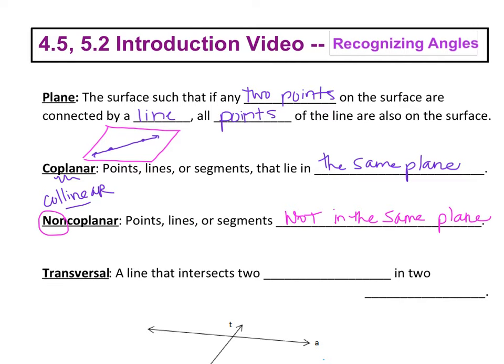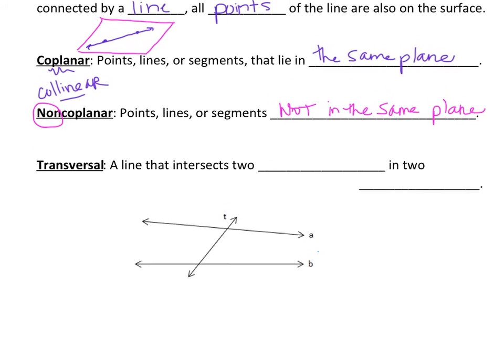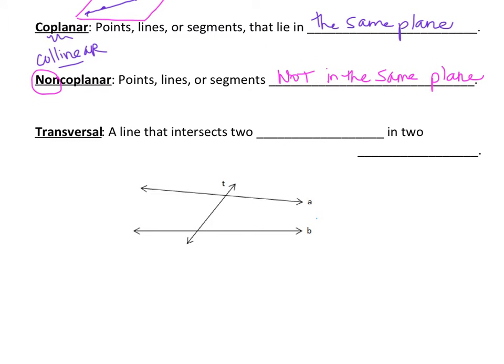All right, so now we're getting to something called a transversal. We're going to be using transversal quite a bit in this chapter. A transversal is a line that intersects two coplanar lines. So now we know what coplanar is. Two lines that lie in the same plane in two distinct points.